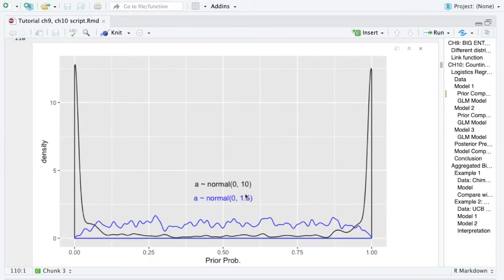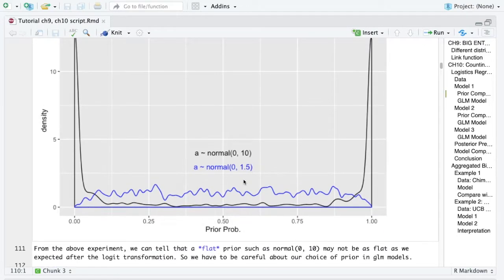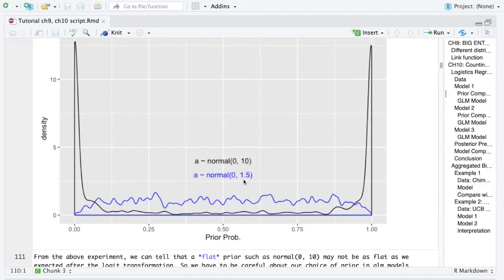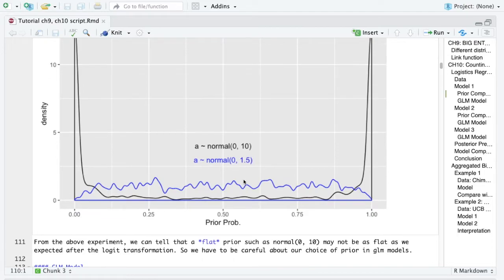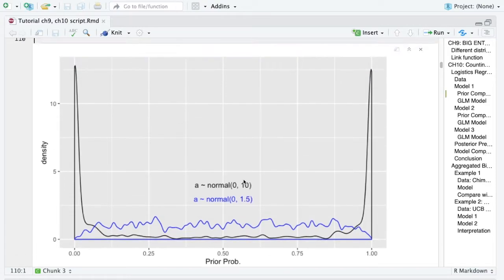You can see that the output of the normal 0, 10 is actually very weird. Most of the probabilities are centering around p equal to 0 or p equal to 1. On the other hand, normal 0, 1.5 has a more uniformly distributed prior distribution. We can have around equal probabilities in every value between 0 and 1. From the above experiment, we can tell that the prior we've set, such as normal 0, 10, may not be as flat as we expected after the transformation from any link function. So we have to be careful about our choice of prior in any GLM models.